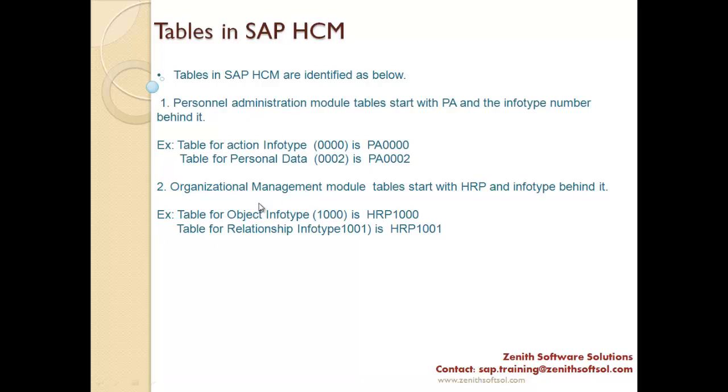Similarly, if you want to access any table related to OM, organizational management, those tables are identified with HRP. So organizational management module tables start with HRP and the info type behind it. Any info type number with HRP indicates that this table is from OM. The table for the object info type is HRP1000. Similarly, the table for the relationship info type is HRP1001.